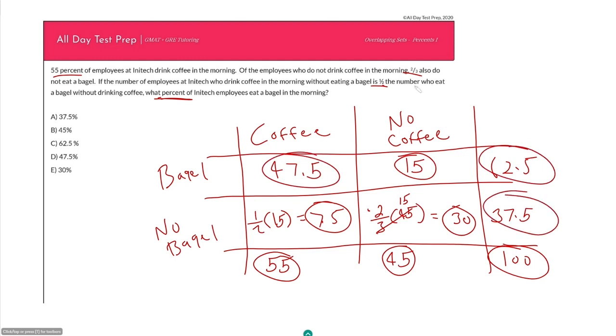And so then we just got to make sure we answer the question with the proper box. So what percent of Initech employees eat a bagel in the morning? Now if you choose the wrong box and fill in the wrong answer, I can't help you. So that is this box here, right? My total bagel eaters is 62.5% of my employees.